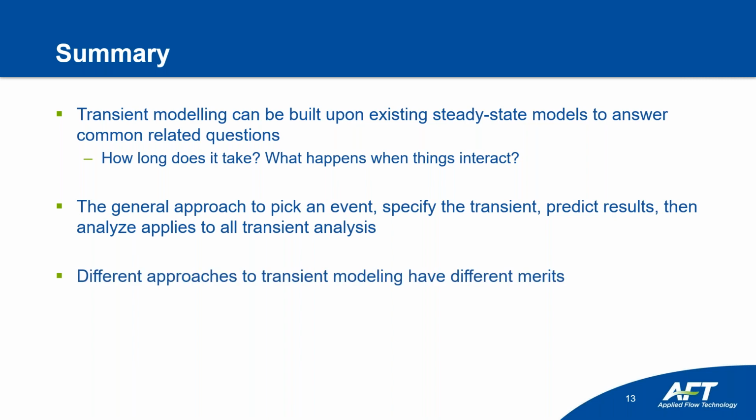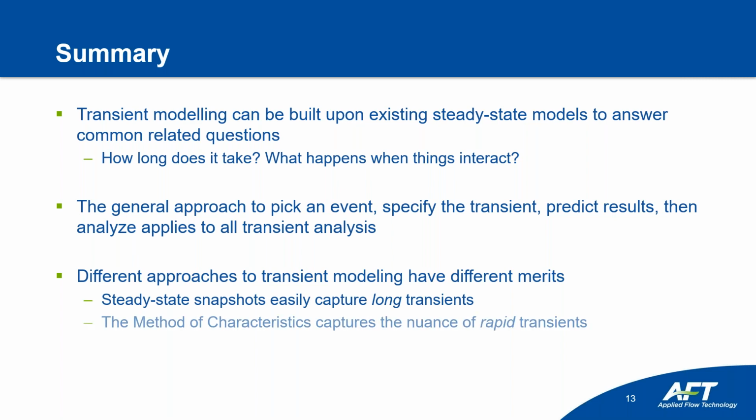The different approaches to transient modeling have different merits. Steady state snapshots can easily capture really long transients where things aren't going to be changing super significantly. The method of characteristics instead captures the nuance of rapid transients, especially if you're checking a peak pressure requirement or a minimum pressure requirement, flow rate supply, and ramping of flow rates to a turbine system, for example. That's where you need to use the right tool for the job. So ultimately, it's important to use the right tool for the job. But again, a lot of the skills that you learn for one are going to translate to the others as well.